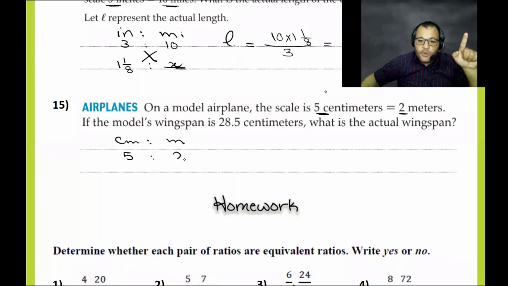2 meters. You say that the drawing scale is the ratio between the length on the drawing and the real. The first one will be the drawing, the second one will be the real distance. This part is important. You will find one question like this. For centimeters, it will be 28.5. And how many meters? We need the actual length for this one.